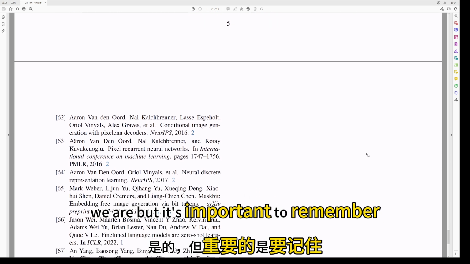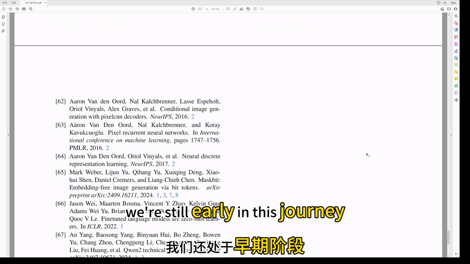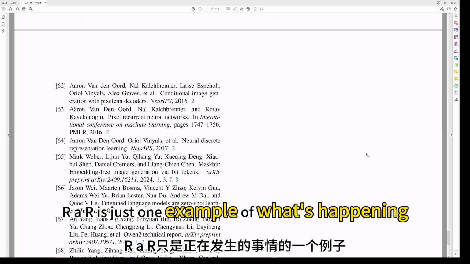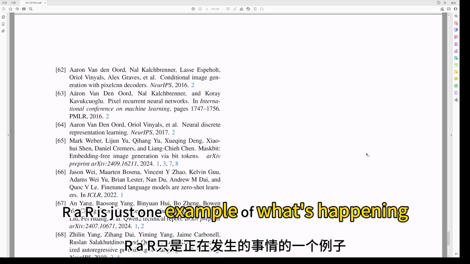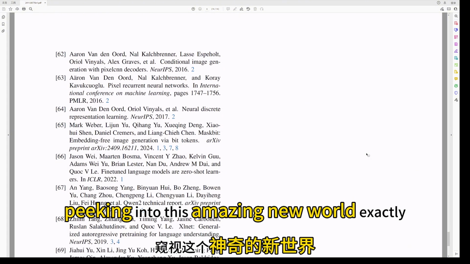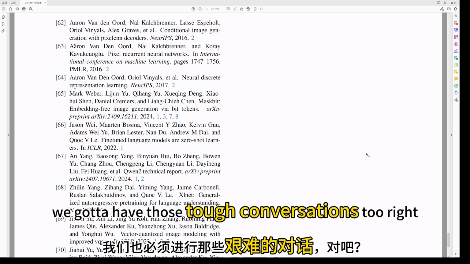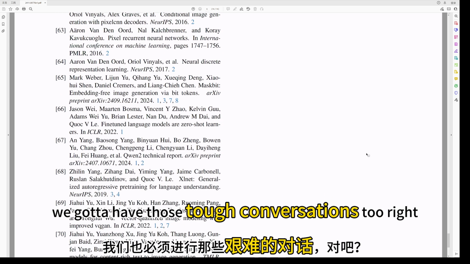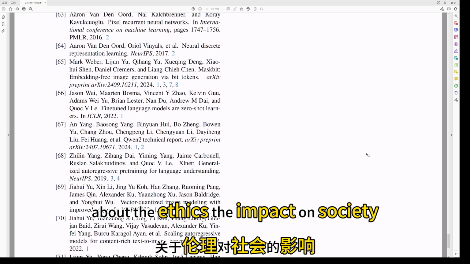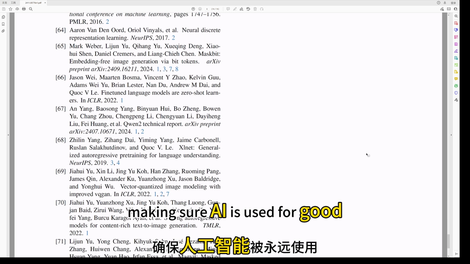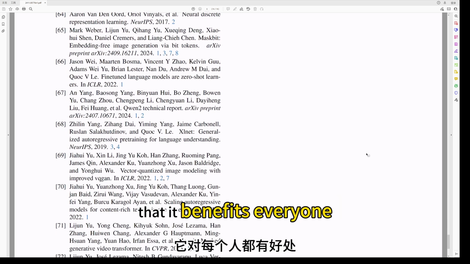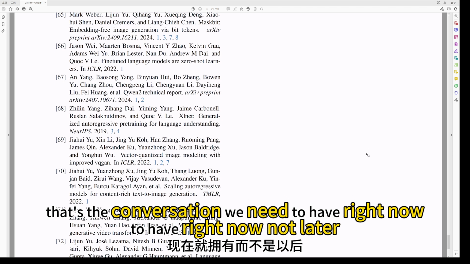We are. But it's important to remember we're still early in this journey. RAR is just one example of what's happening. It's like we're just peeking into this amazing new world. Exactly. But as AI keeps advancing, we've got to have those tough conversations too, right? About the ethics, the impact on society. Making sure AI is used for good, that it benefits everyone. That's a conversation we need to have right now, not later.